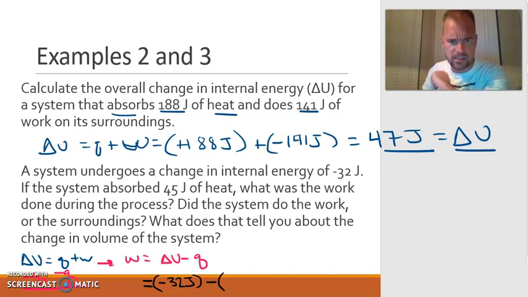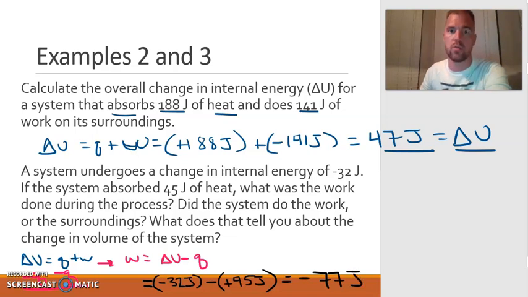So it says the system absorbed 45 joules of heat. So what is the sign when the system absorbs heat? It's positive. So it's minus a positive 45 joules. All right, so what would that come out to be? So we're going to do negative 32 minus a positive 45. We end up getting that the work is negative 77 joules of energy.